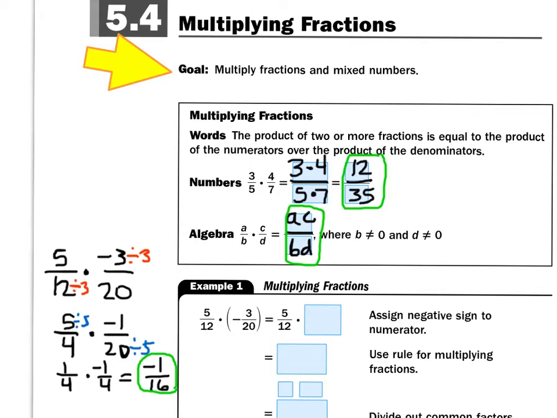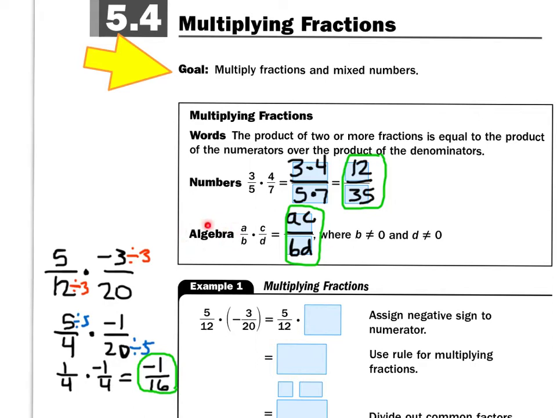The only thing you want to do with multiplying is actually look across, look at the 5 and the 4 and see if they have any common factors besides 1, and they don't. Look at the 3 and the 7, see if they have any common factors besides 1, and they don't. So then we just multiply straight across. 3 times 4 on top gives us 12. 5 times 7 in the bottom gives us 35.